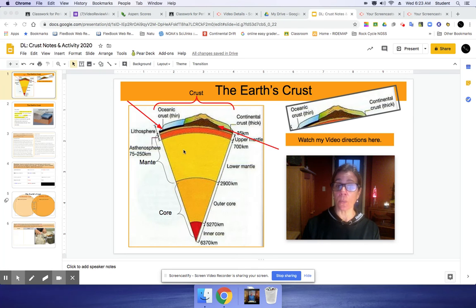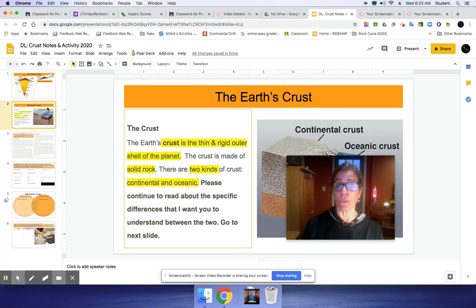Let's go over a quick review of the lesson today. You're going to each receive a Google Slides. There are 6 in total. This is the first slide with the nice cross section of planet Earth. As you go on to slide number 2, it will just introduce the lesson and give you a little bit of important information about the crust. I've already highlighted the important information, but I do require, and suggest, that you read this, okay? And the directions are pretty simple. Just follow along. Please continue to read about the specific differences on the next slide.